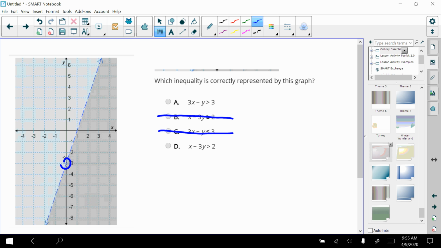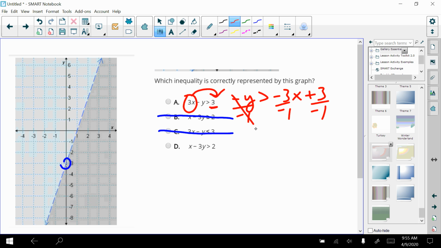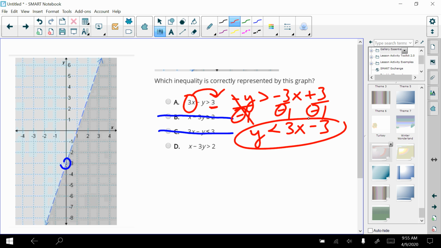So why don't we take part A and rewrite it? I'm going to take the 3x and throw it to the other side. So negative y is greater than negative 3x plus 3 because the 3 right here is positive. Divide everything by a -1. When I do that, the process of dividing by a negative flips my inequality symbol, and this is my solution.